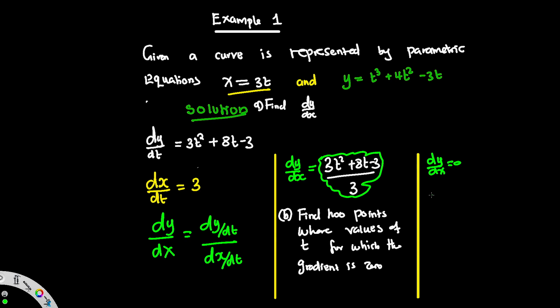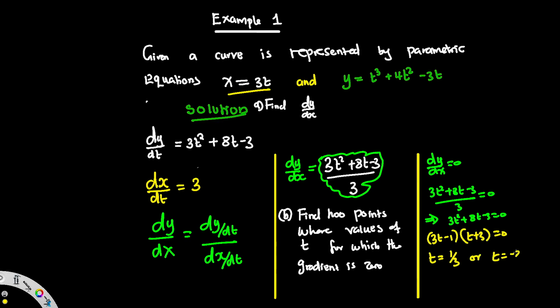Then we're going to say 3t squared plus 8t minus 3 over t should be equal to 0. Multiply by t on both sides. We are going to remain with this equation, which we can factorize and then solve. So t is going to be 1 over 3 and t equals negative 3. So that's the end of the first example.